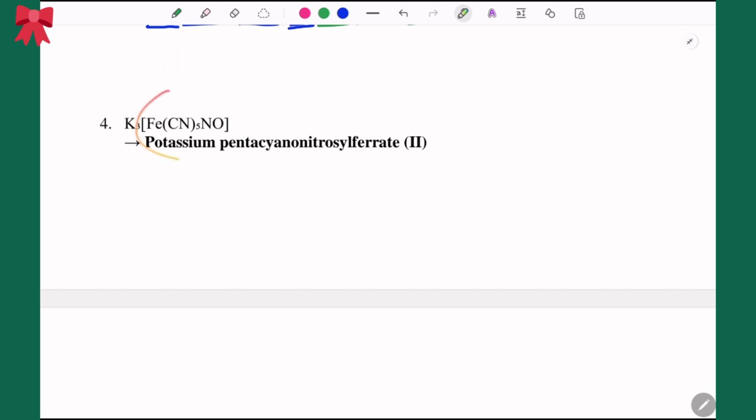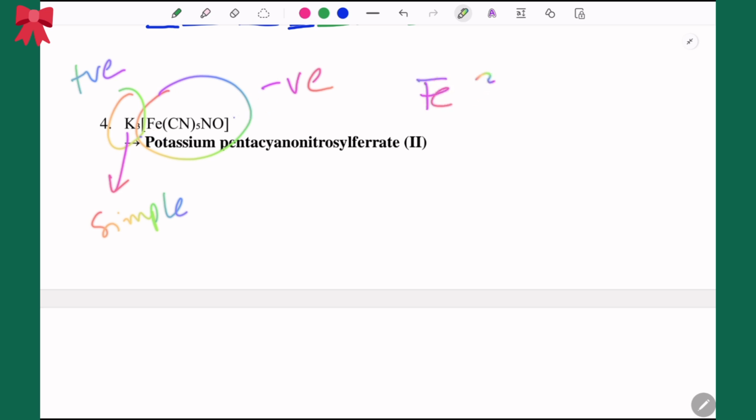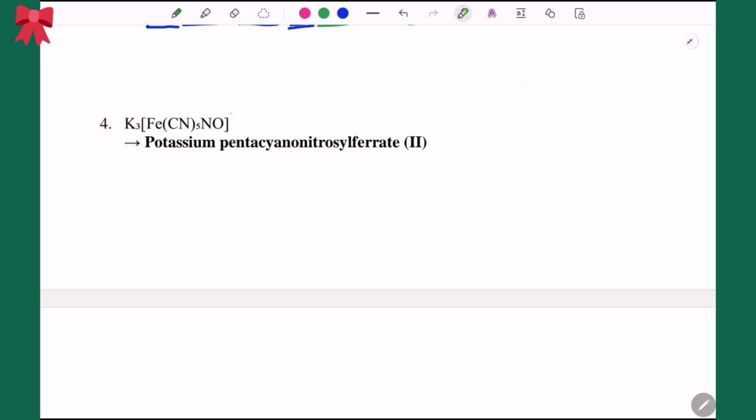But since this is the negative part, that is a negative complex, and this is a positive simple cation. So potassium is on the positive side, but it is a simple cation. But this entire part, which I can write as [Fe(CN)5NO], is a negative complex ion, and its charge is going to be -3.